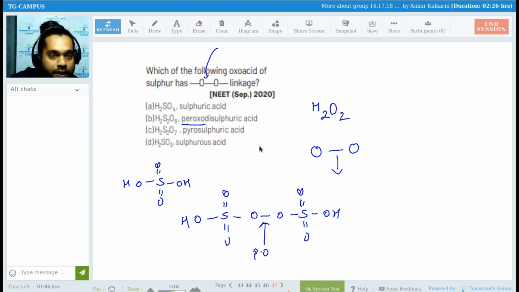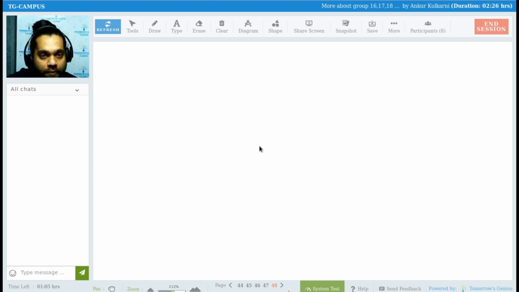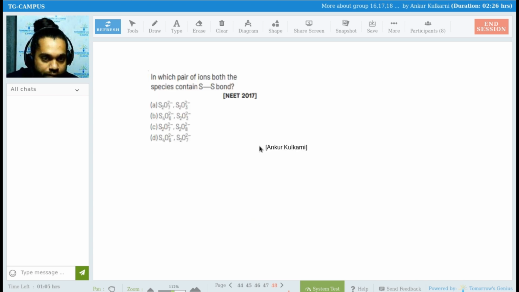Okay, similarly, look at this now. NEET 2017 question. In which of the structures do we have an S-S bond?